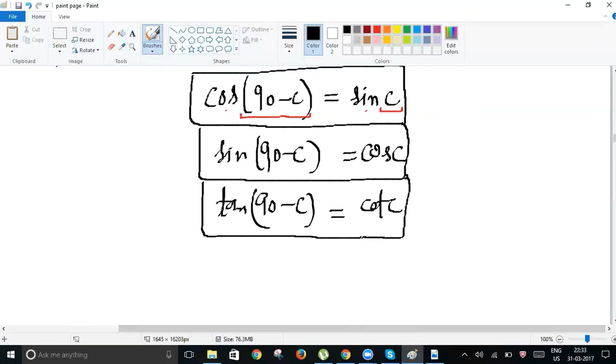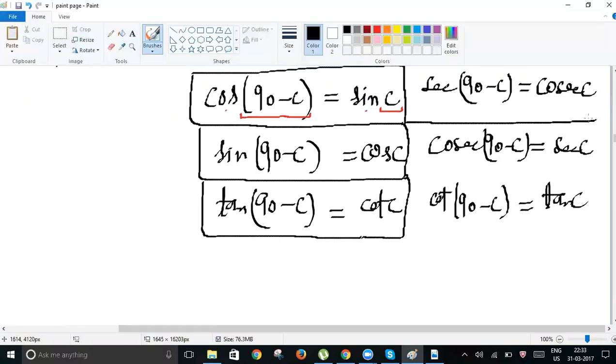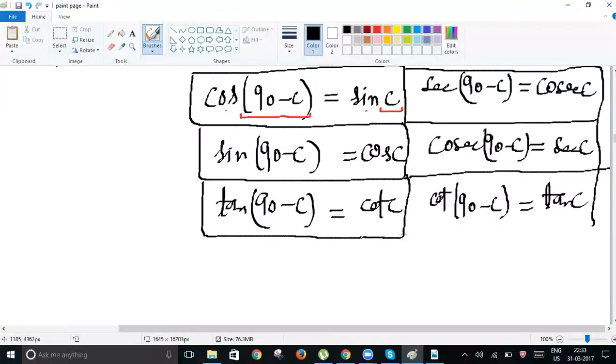In the continuation of the same thing, we can also write three more formulas. These three formulas are sec 90 minus C equals cosec C, cosec 90 minus C equals sec C, and cot 90 minus C is equal to tan C. I think you are clear with the formulas as well as the reason why they are equal. If you wish, you can note them down somewhere.